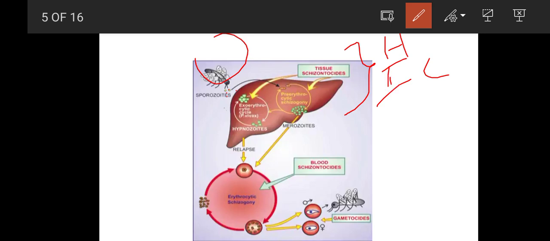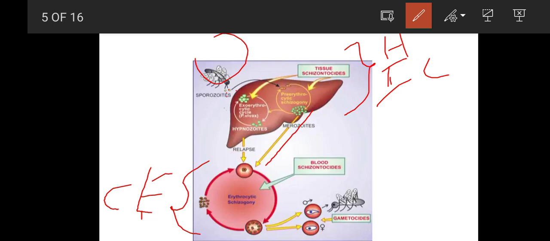Now, when the hepatic cells of the liver are ruptured to release the newly formed merozoites, these newly formed merozoites will attack the red blood cells. You see this arrow, which will attack the red blood cells. So in the red blood cells we now have merozoites which will give rise to more merozoites, causing rupturing of the red blood cells, which is responsible for clinical features. So the erythrocytic phase is responsible for clinical features, causing periodic fever.